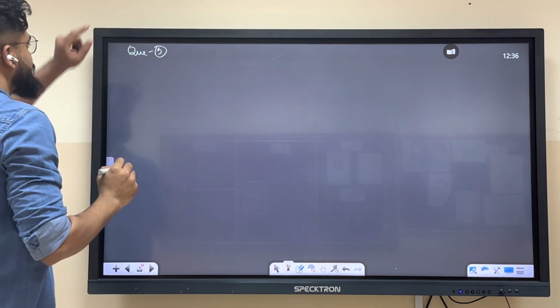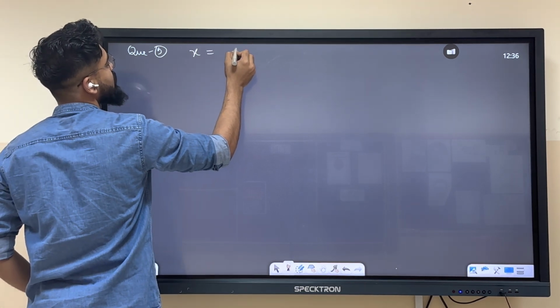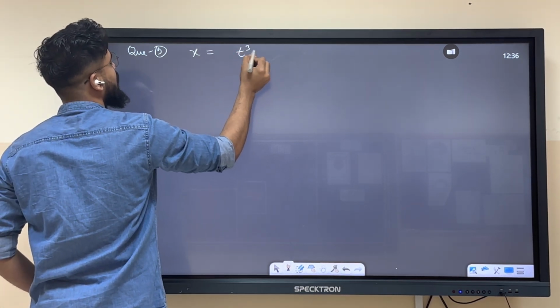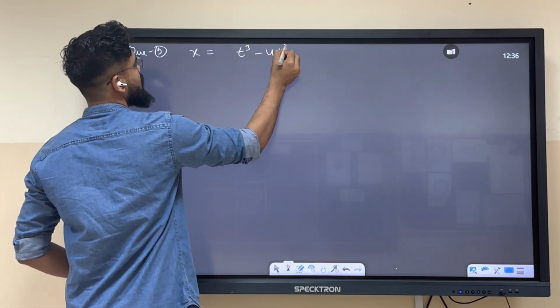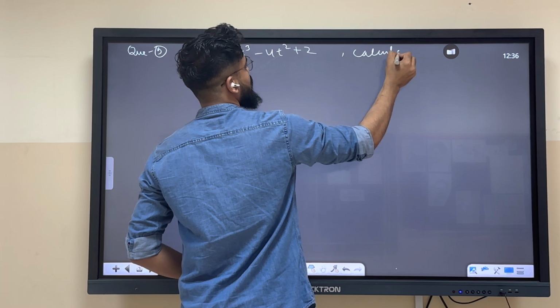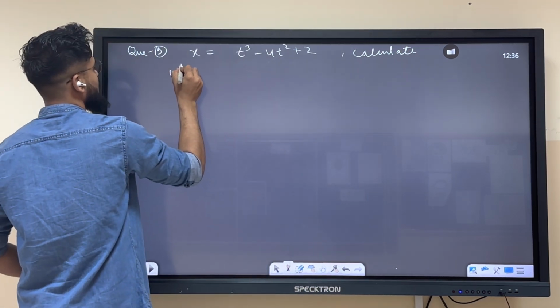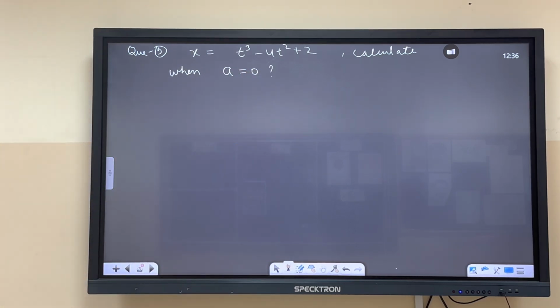Question 9. If x is t cube minus 4t square plus 2, again same question. Calculate when a is 0. ठीक है? You have to calculate when a is 0.